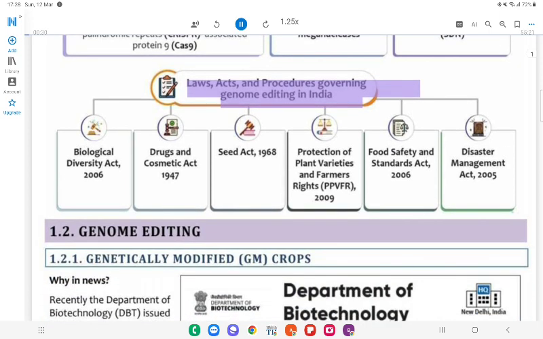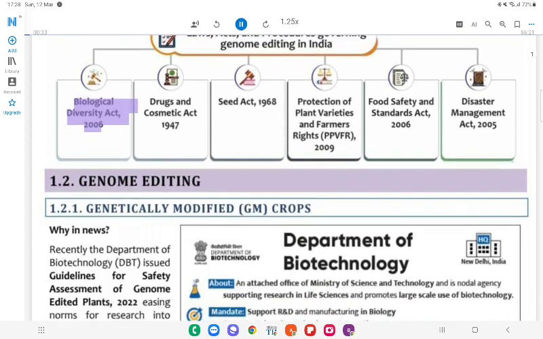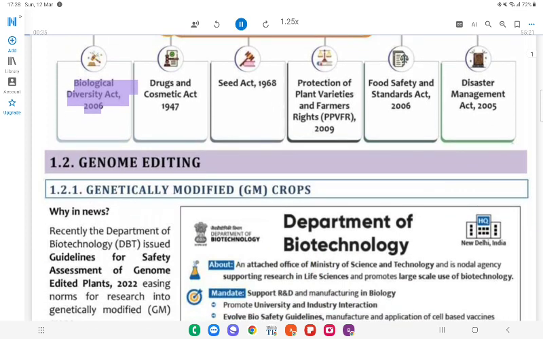Laws, acts, and procedures governing genome editing in India: Biological Diversity Act 2006, Drugs and Cosmetics Act 1947, Seed Act 1968, Protection of Plant Varieties and Farmers' Rights, PPVFR, 2009, Food Safety and Standards Act 2006.